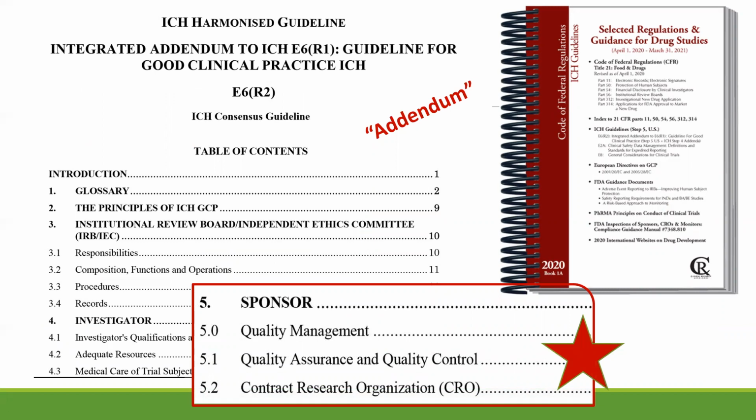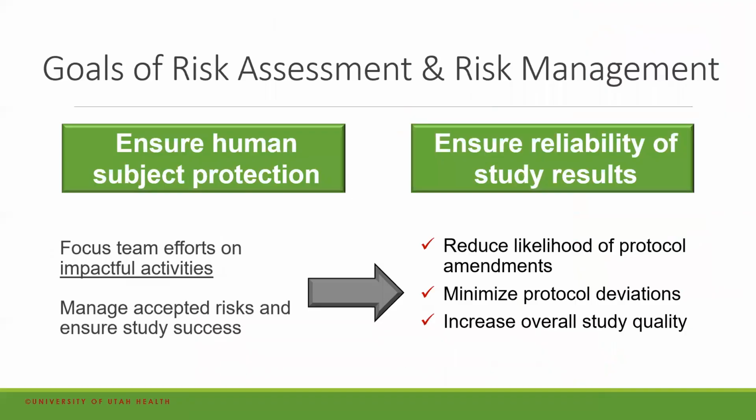Section 5 of the E6 regulations is about quality management systems. The guidelines stipulate that we need to implement a system to manage quality throughout all stages of the trial process. The overall goal of that section is to create a quality management system so that we are identifying risks, mitigating risks, and hopefully reducing major risks that would put the study in jeopardy.